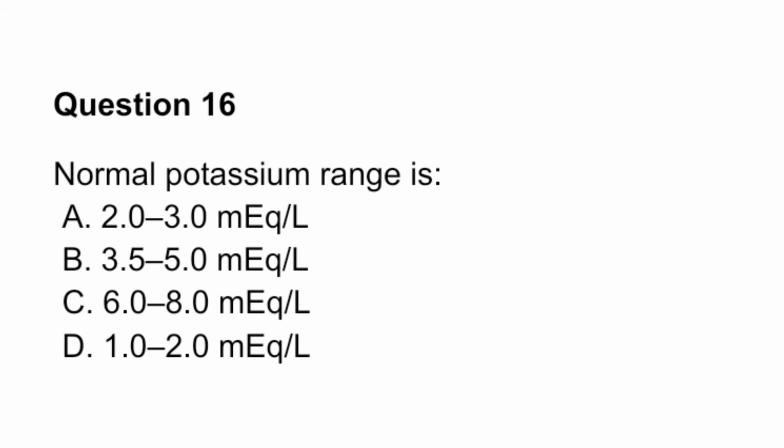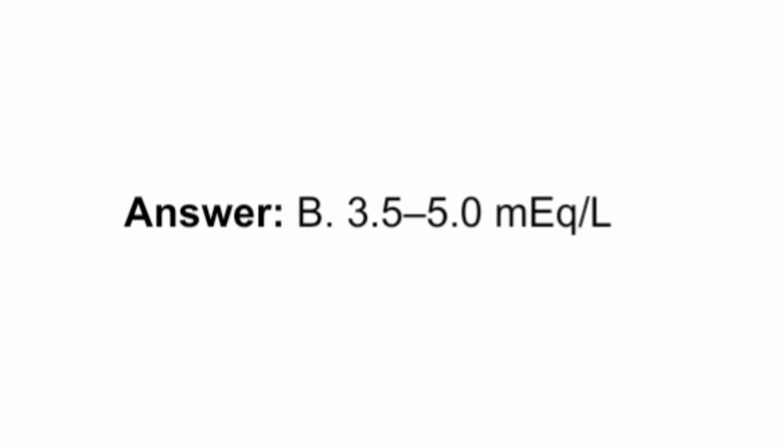Question 16. Normal potassium range is A. 2.0 to 3.0 milliequivalents per liter. B. 3.5 to 5.0 milliequivalents per liter. C. 6.0 to 8.0 milliequivalents per liter. D. 1.0 to 2.0 milliequivalents per liter. Answer. B. 3.5 to 5.0 milliequivalents per liter.